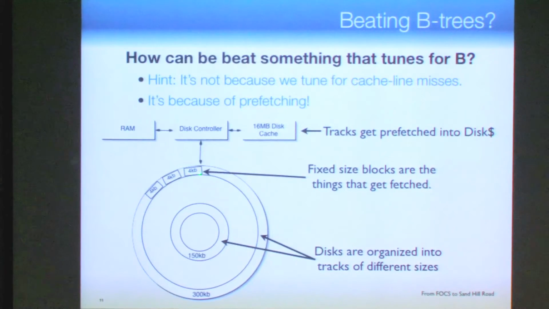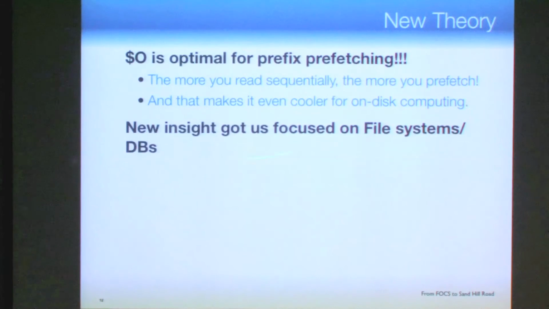In any case, it prefetches some prefix of the rest of your memory. It's like today is a prefix of the rest of your life. So new theory came out of that. Cache oblivious algorithms are optimal for prefix prefetching in an online competitive kind of way.